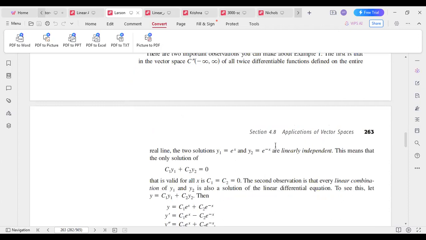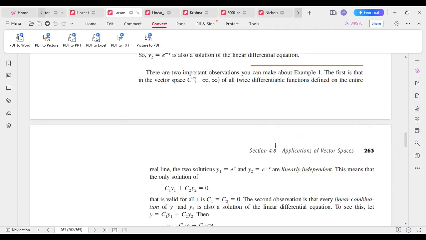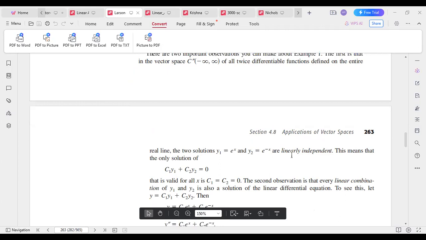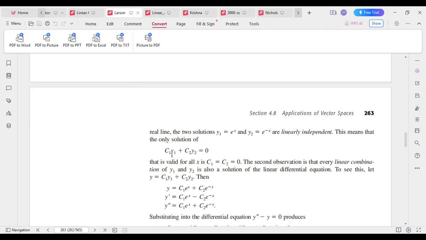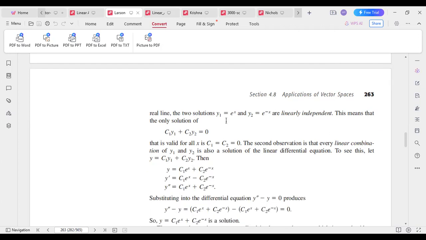Now, in the vector space of twice differentiable functions defined on the entire real line, the solutions y1 and y2 are linearly independent solutions. This means that c1 y1 plus c2 y2 equals 0, where c1 equals 0 and c2 equals 0, are all scalars. The second observation is that a linear combination of y1 and y2 is also a solution of the linear differential equation.